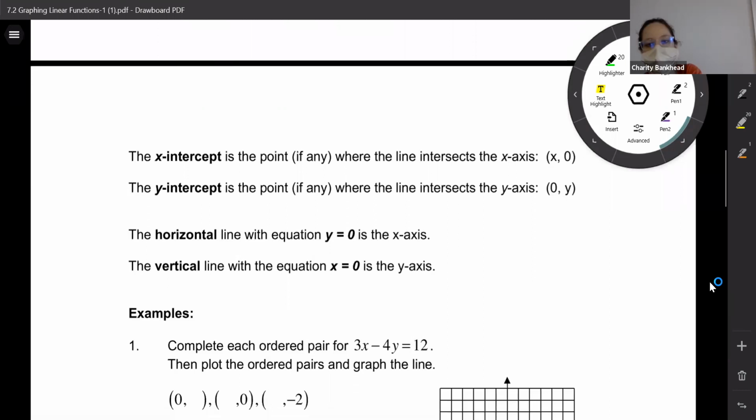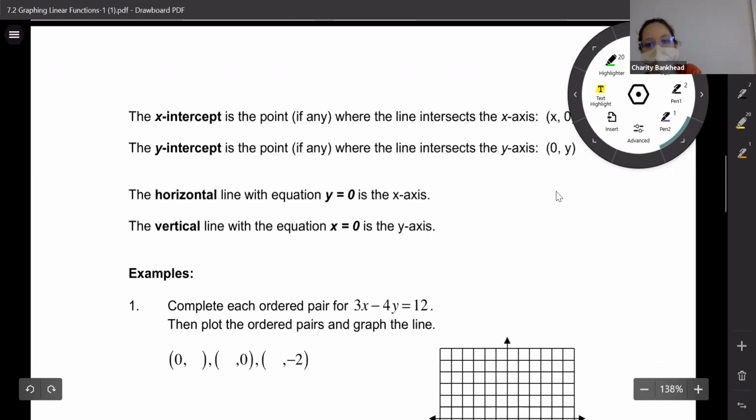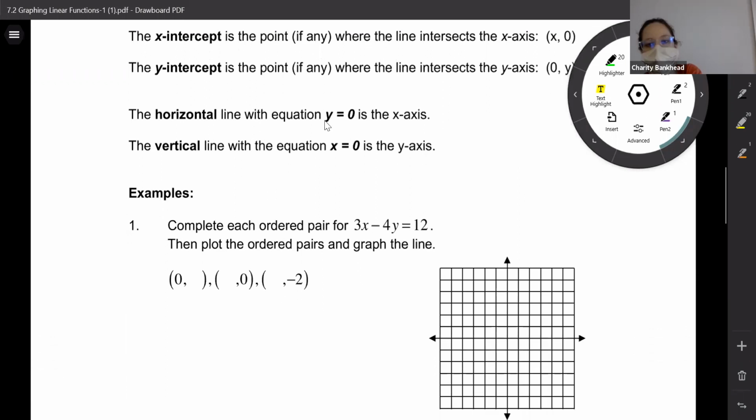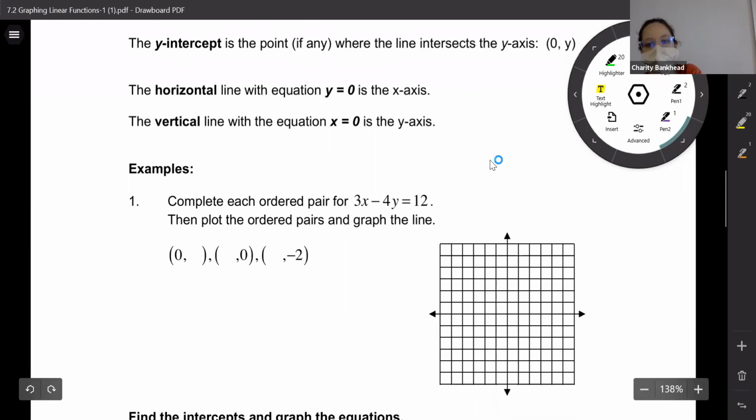So the x-intercept is the point where the graph intercepts the x-axis. So it's also the same point where y is equal to 0, and then the y-intercept is the point where it crosses the y-axis, and it's a point where x is equal to 0. So y equals 0 is the x-axis, x equals 0 is the y-axis.